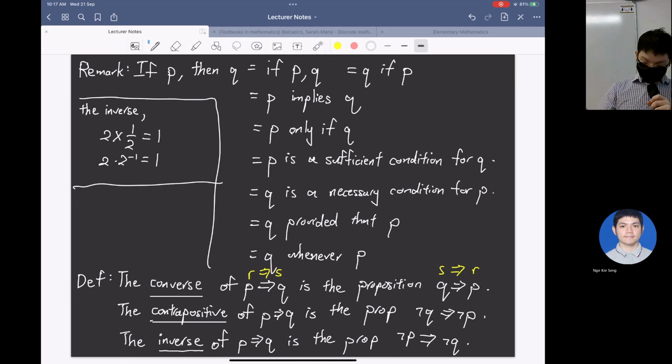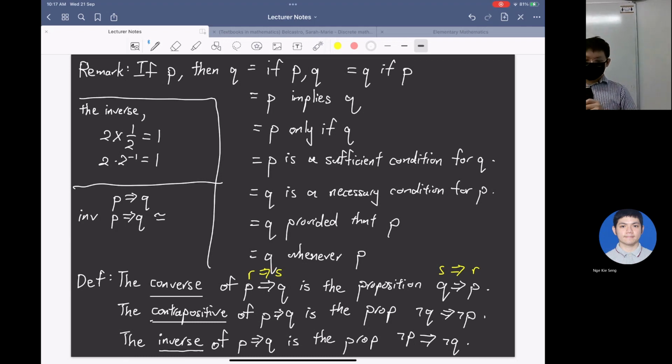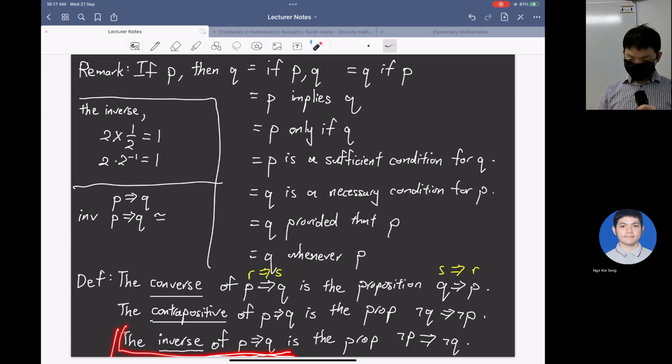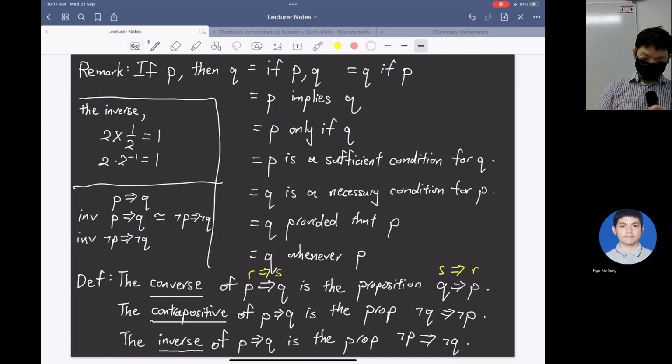Okay, let's see. You apply inverse to P implies Q. What do you get? What's the inverse of P implies Q? You go back to the definition. The inverse of P implies Q is not P implies not Q. Okay, you do it again: not P implies not Q. What do you get? P implies Q. So not not P becomes P again. So you see, you go back to yourself.